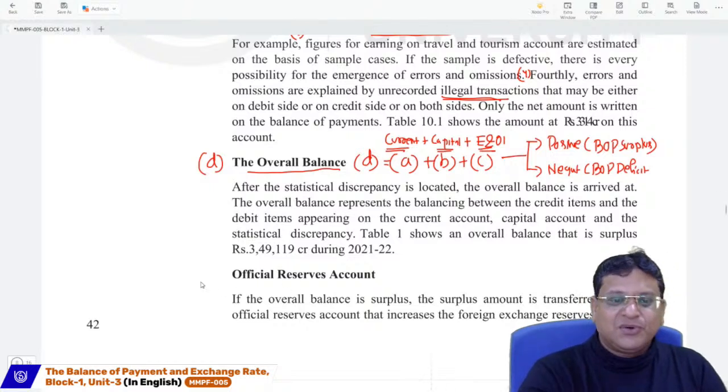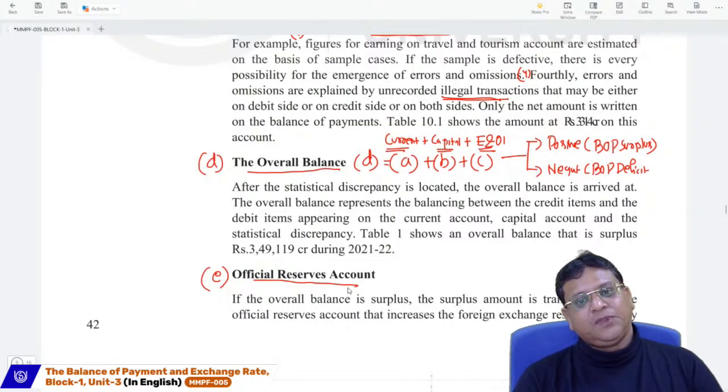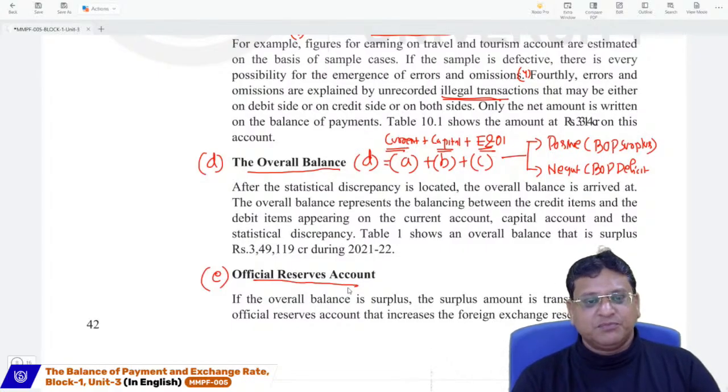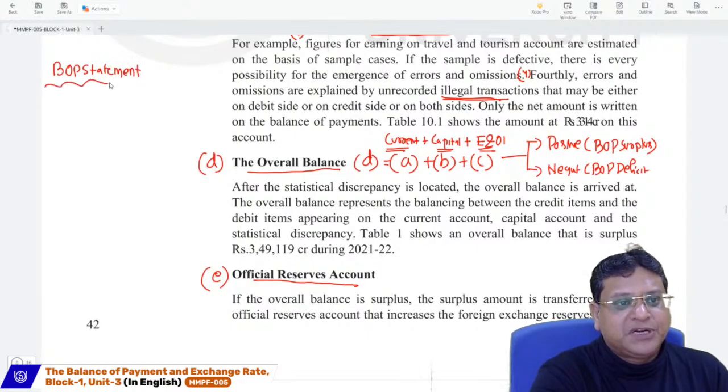Next we will discuss another concept, that is known as official reserve account. What is official reserve account? Okay, we know that in current account there can be surplus or deficit. In capital account there can be surplus or deficit. In error and omission there can be positive or negative. So let's take an example. What is official reserve? Now please see, suppose this is the BOP statement.